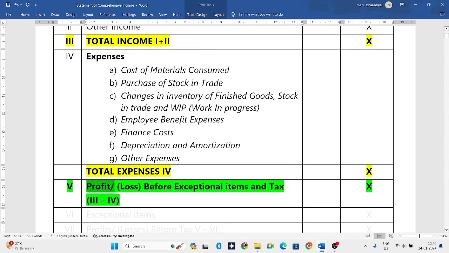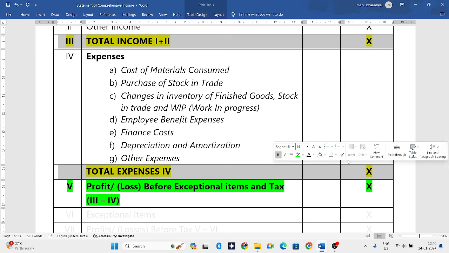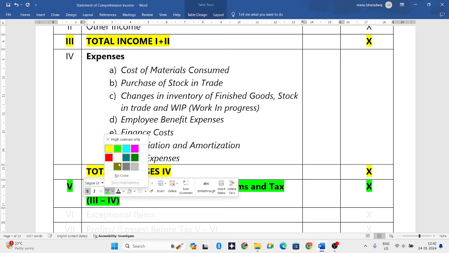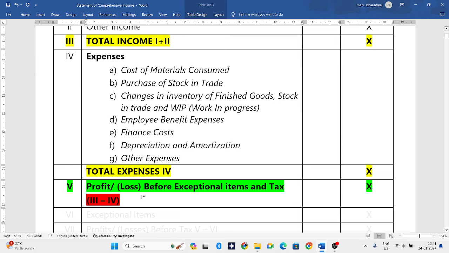So, in order to get this profit or loss before exceptional items and tax, from the total income, we have to subtract total expenses. So, I have written here 3 minus 4. From total income, we have to subtract total expenses. If income is more than expenses, we'll get profit. If income is less than expenses, we get loss. When we subtract total expenses from total income, we get profit. If total income is more, but if expenses are more, then we get loss.